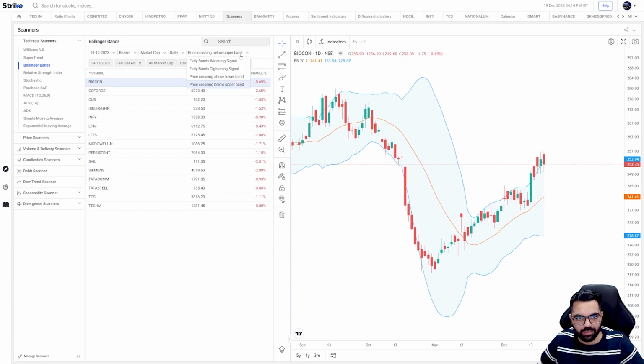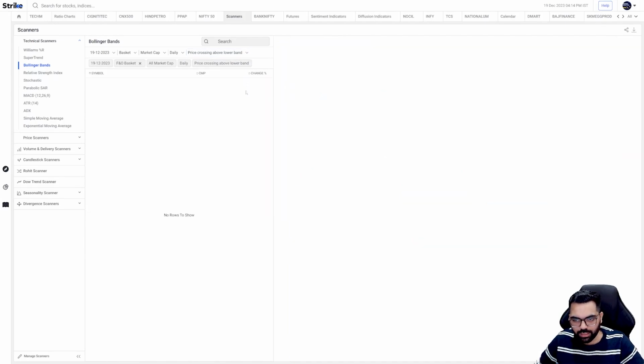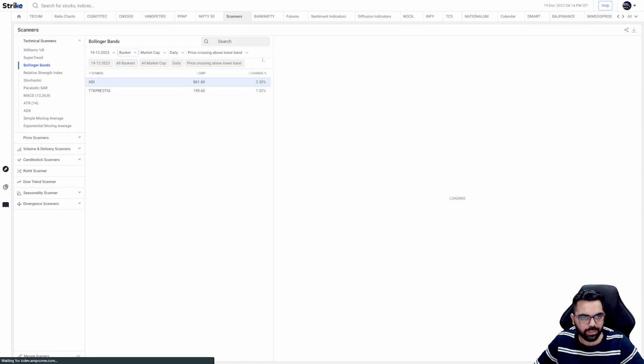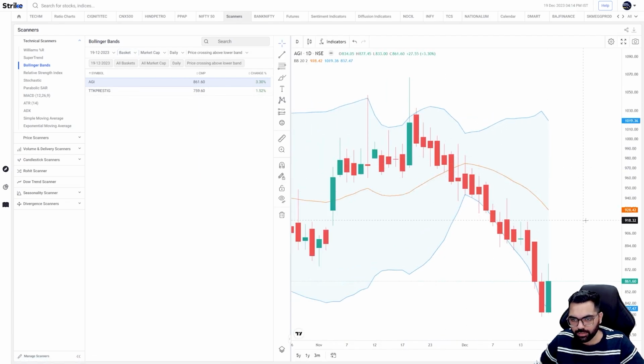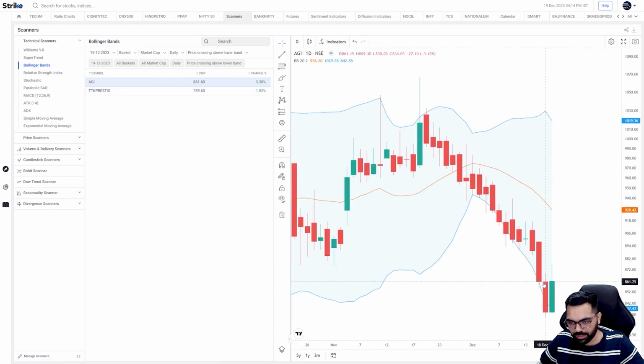Similarly, you can do for price crossing above lower band. Unfortunately, there is no stock showing this. Let me select a wider index to see if there is any example. Yeah, so there is one example for the same. As you can see, the price was outside the band and now coming back inside the bands.